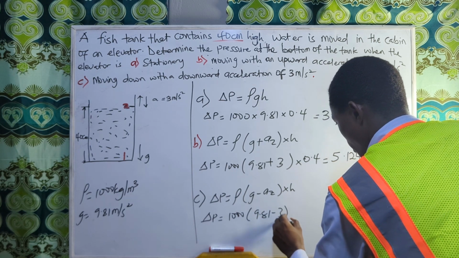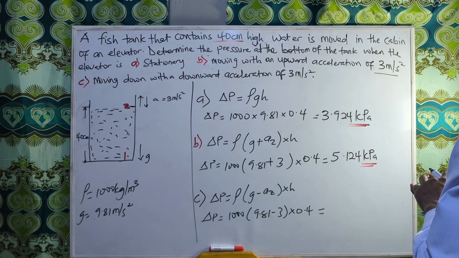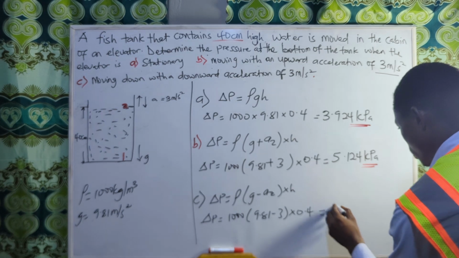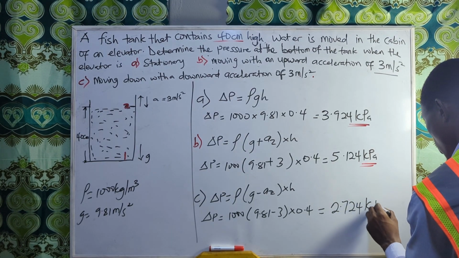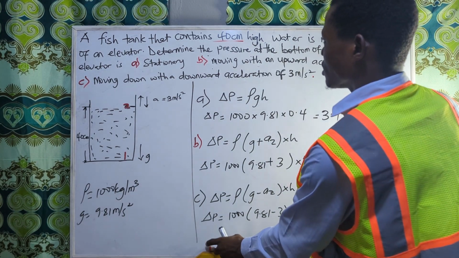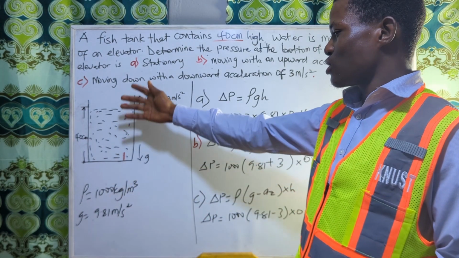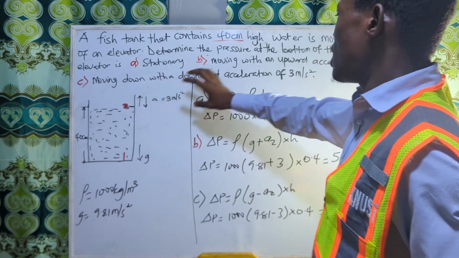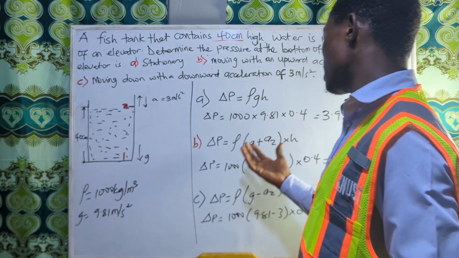So this is what we had here, and this is going to give us 9.81 minus 3 times 0.4, which is going to give us 2.724 kilopascal. So this is how we go about this type of question. Very simple. You first start with getting your diagram, then you follow along with the questions that are being asked. So any question of this form, this is how we go about it.